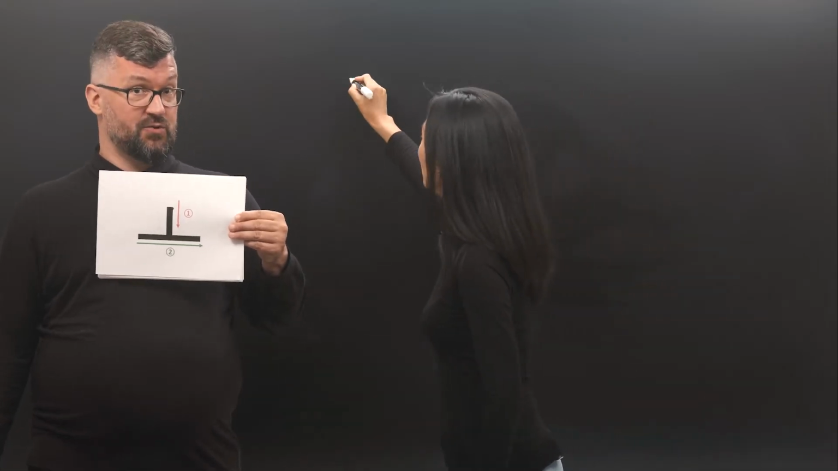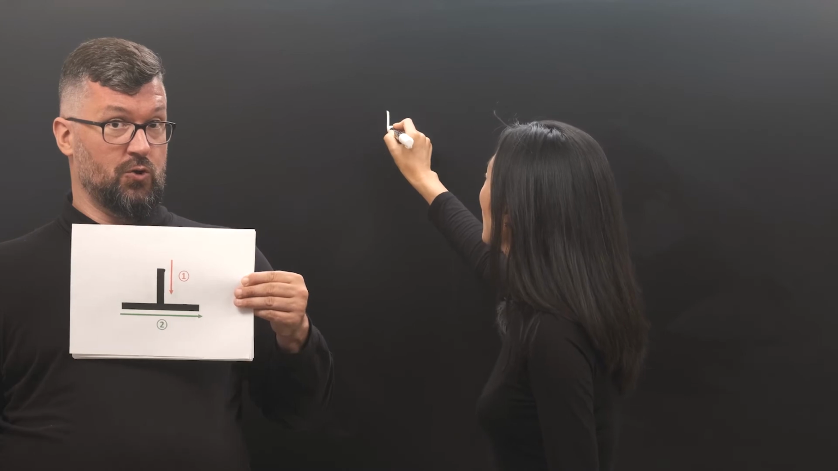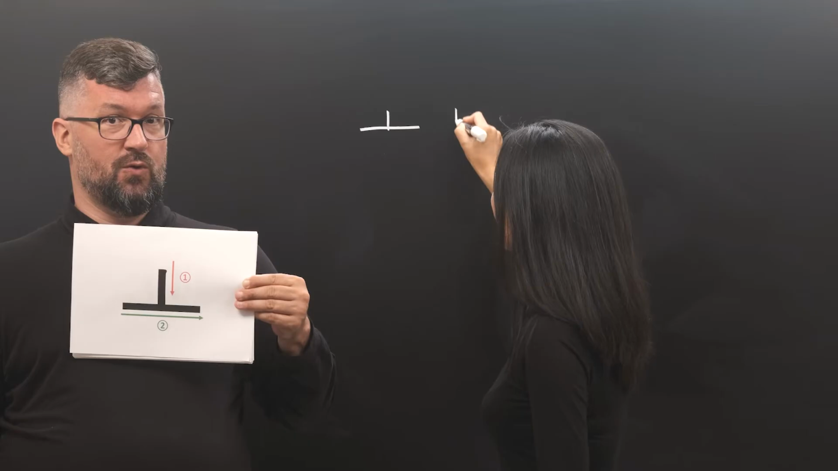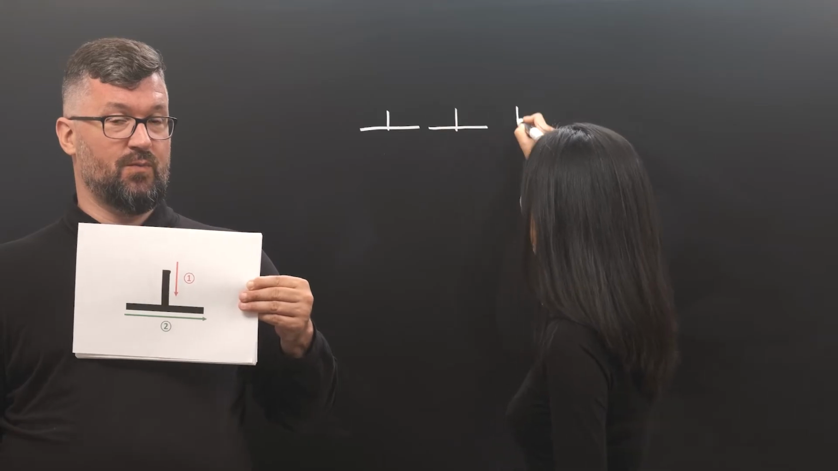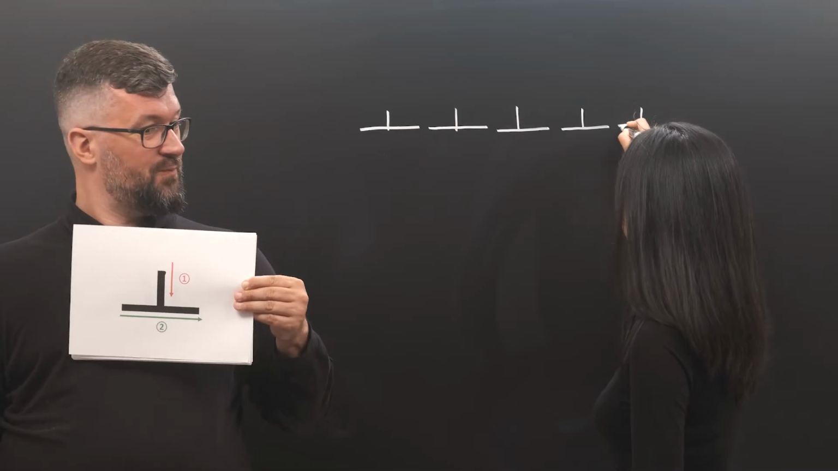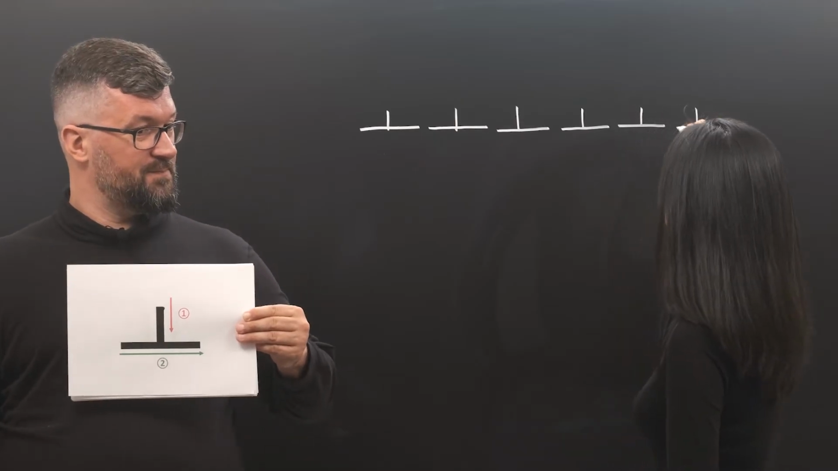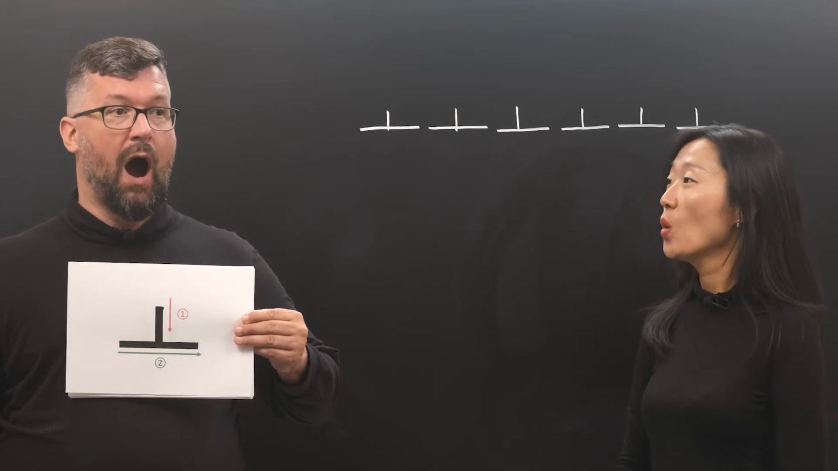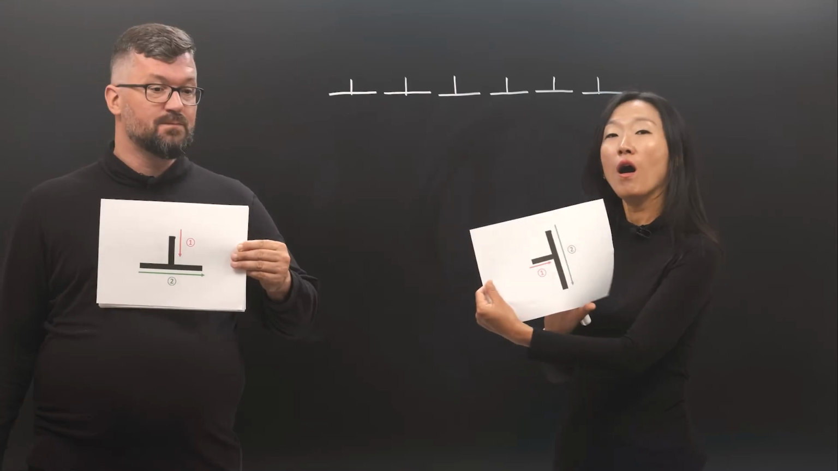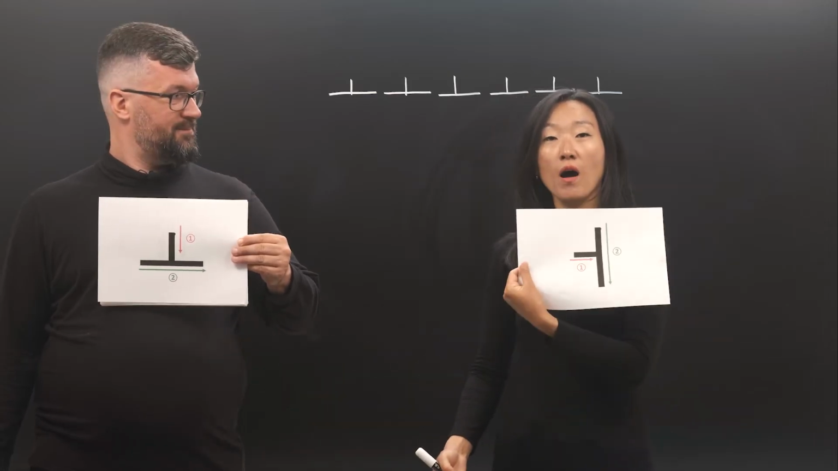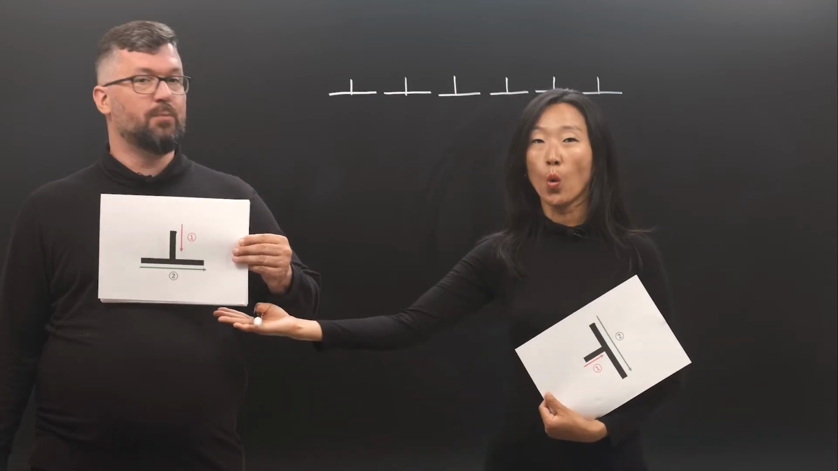The order of the strokes: from top to bottom, from left to right. 1, 2. 오. 어, 오.